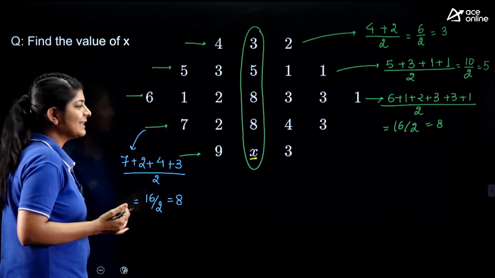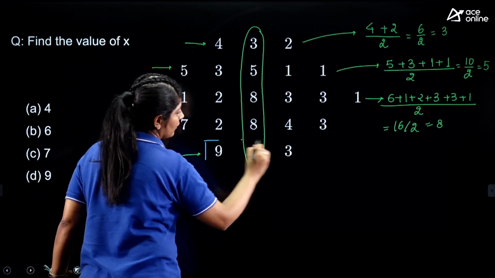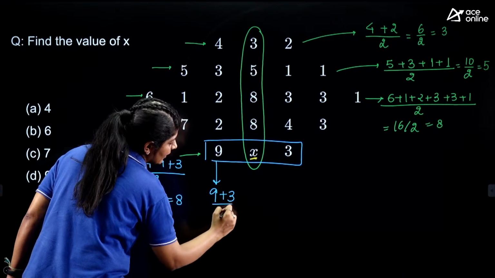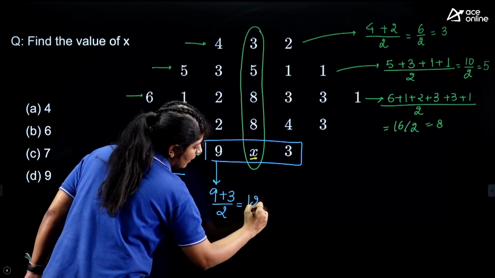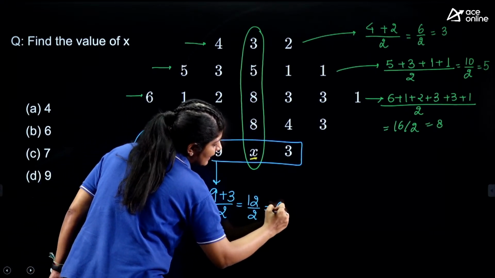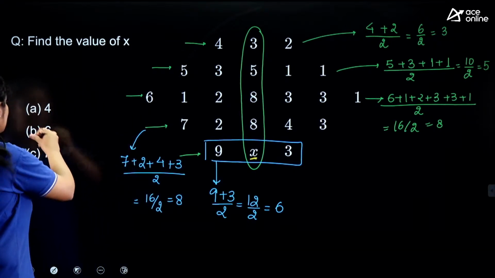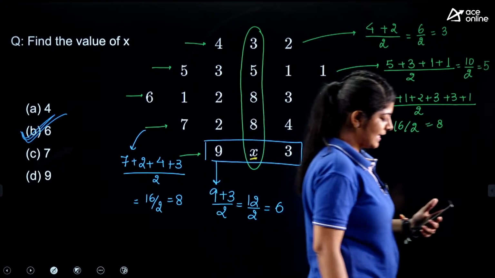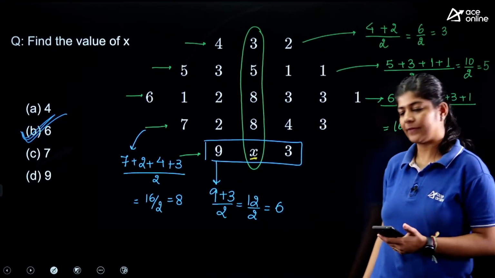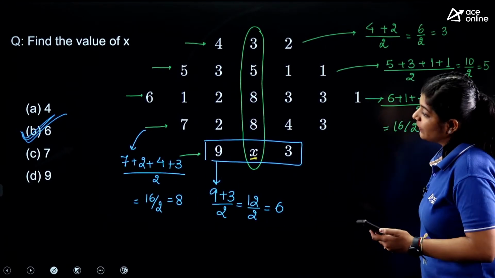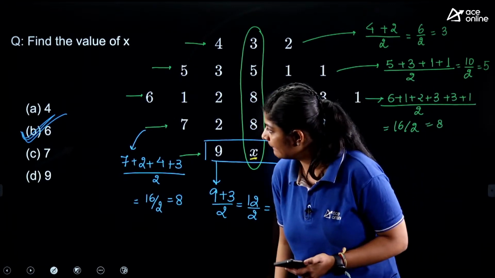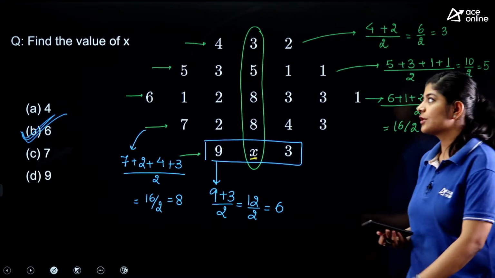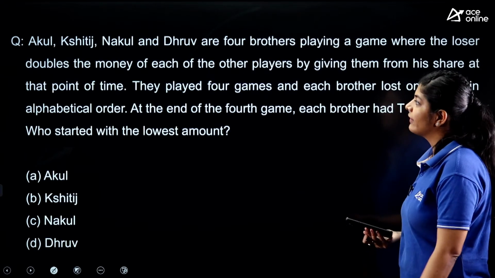Now I have to apply the same logic to this particular row, row number 5. So this is nothing but 9 plus 3 divided by 2, that is 12 by 2, and we got our answer as 6. That means option number B is the correct one. Very good, sir. Mahesh, the correct answer over here is option number B. Clear? Okay, let's move towards the next question and see what it is.